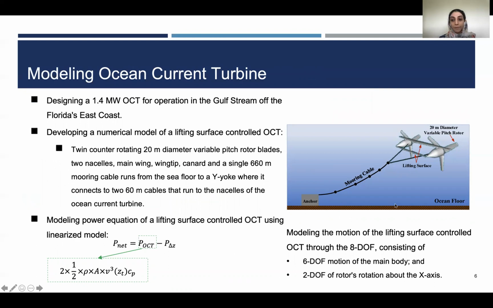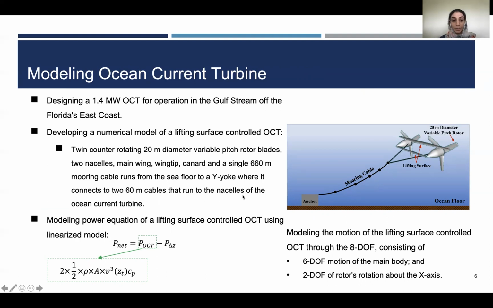Then we want to model our system. Our system is a lifting surface controlled ocean current turbine, which is optimally designed for operation in the Gulf Stream off Florida's East Coast. This system includes twin rotors, a main wing, a canard, and wingtips, and it is attached to the ocean floor using a mooring cable. To model this system, we have 8 degrees of freedom: 6 degrees of freedom for the motion of the main body, and 2 degrees of freedom considered for the rotors' rotation about the x-axis.